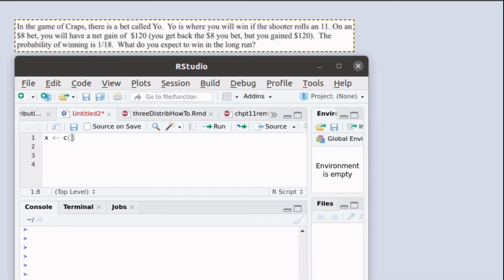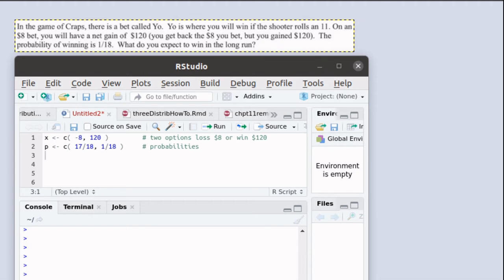$120 on the bet, or you lose the $8 that you make on the bet. So there are only two X values here. So there's really two choices. You either lose the $8 or you win the $120. The probability of winning is 1/18. That means that there's 17 chances out of 18 of losing, and of course the one chance in 18 of winning.